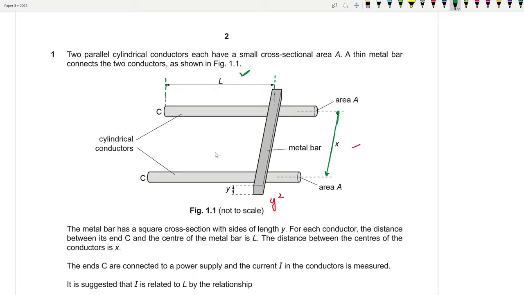So clearly our independent variable is L and I is the dependent variable. You could also word it like this: vary L and measure I. That works as well, and that's the first mark from identifying the problem. Now we have to go to the second mark, which is identifying the control variable, something that has to be kept constant throughout the whole experiment.